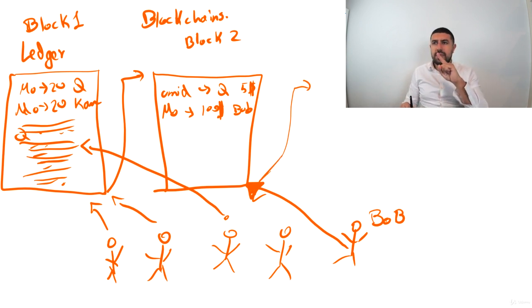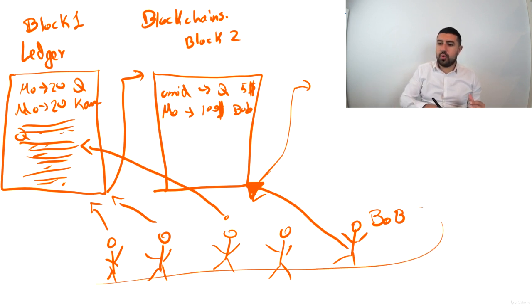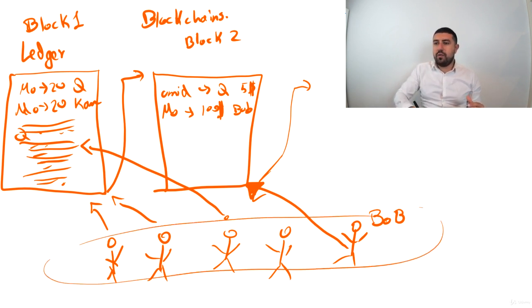Why? Because the blockchain actually has a consensus mechanism where most of the people on the network have to agree for the block to be confirmed, right? And if Bob is a liar, well, the other people aren't going to be lying. And there's incentive for them not to lie. And the incentive for them is basically this.